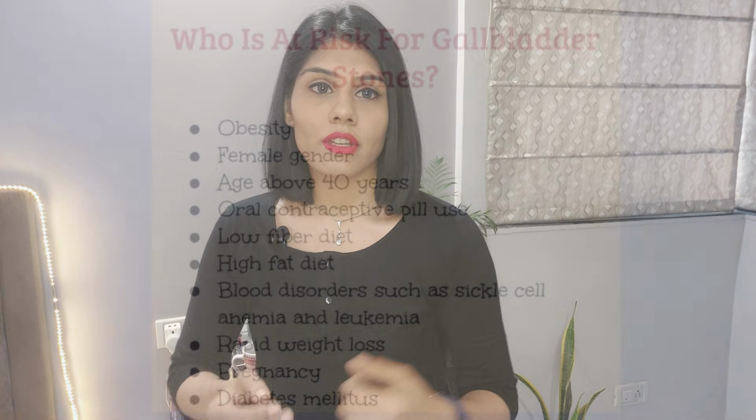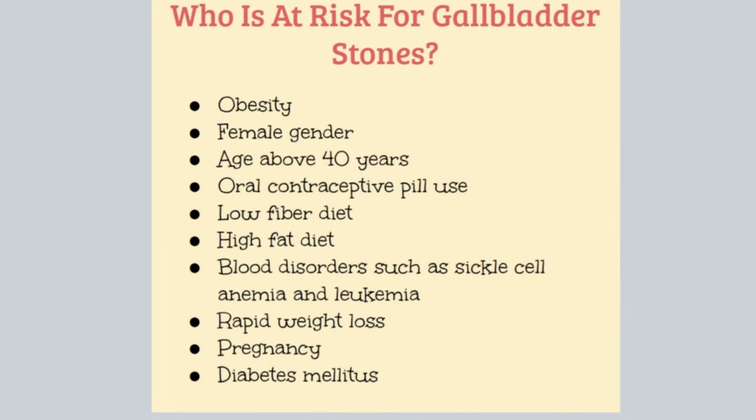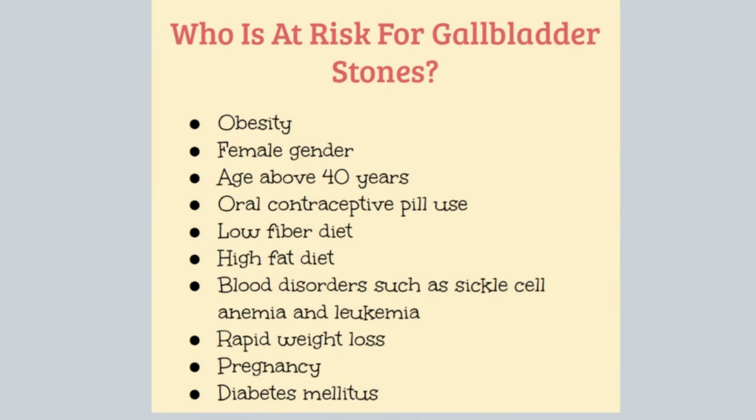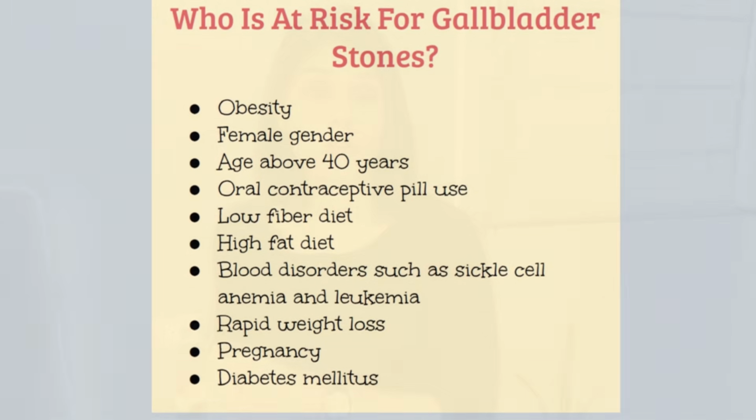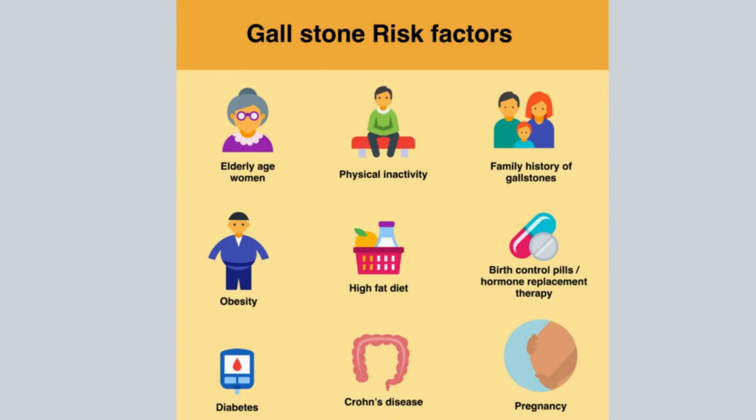Now let's look at the risk factors for gallstones. The first one is family history. If anyone in your family has gallstones, then you are at higher risk of getting gallstones as well. If you're a female, you have a higher chance of getting gallstones compared to men. And if you're a woman who is fertile, or at the age of 40, you have a higher chance of developing gallstones. A high-fat diet is also a risk factor.